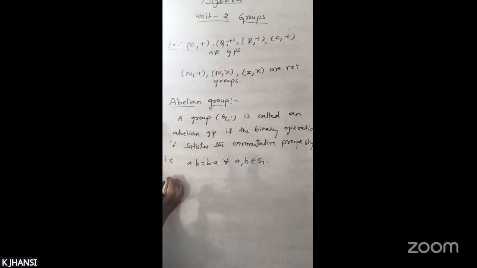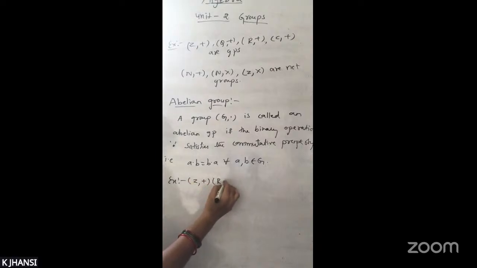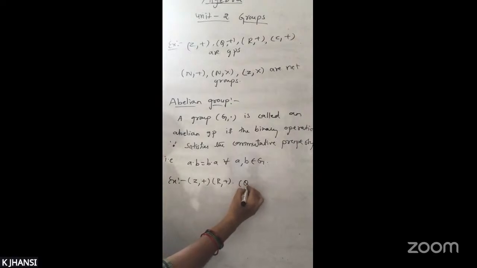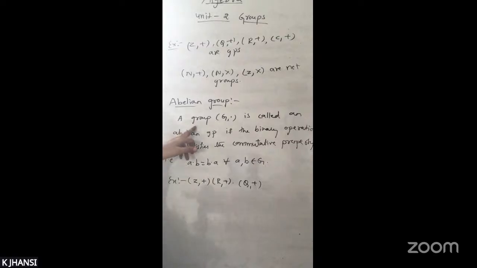Example here. So (Z, +), (R, +) and (Q, +) are examples of the abelian group. So a group (G, ·) is called an abelian group if the binary operation · satisfies the commutative property. What is the commutative property? a · b is equal to b · a for all a, b belongs to G.